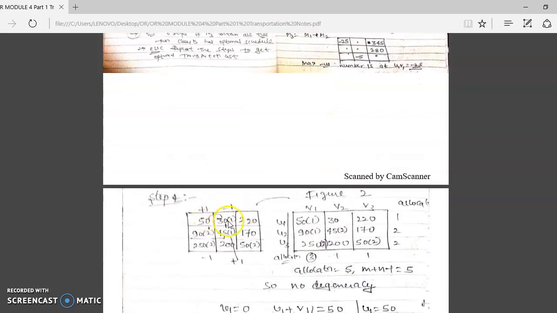Here we have both allocated and not allocated, we have written as it is. Then find the corner points.